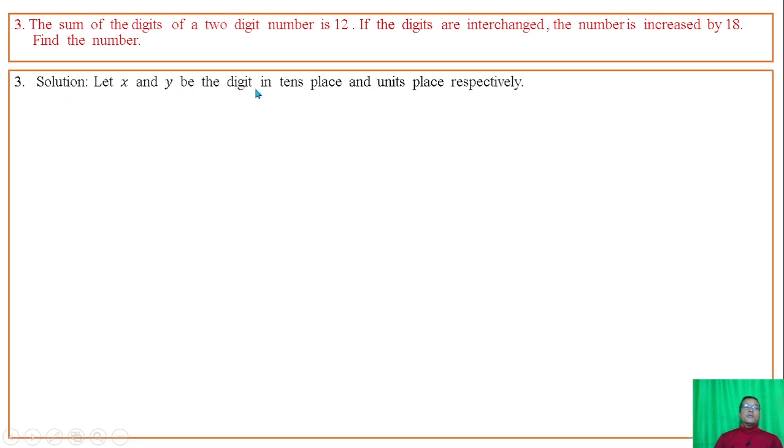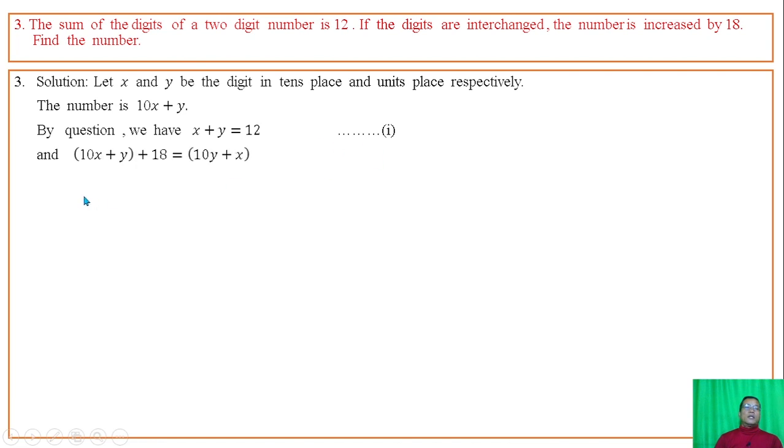Let x and y be the digits in tens place and units place respectively. Then the number is 10x plus y. By question we have the sum of the digits is 12, that is x plus y is 12, which is equation 1.